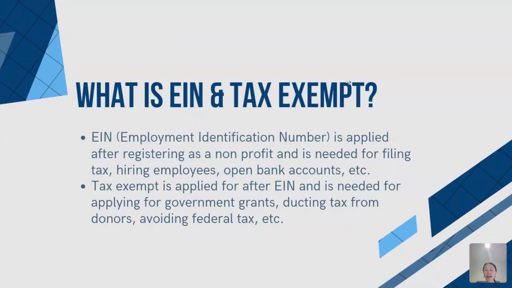Now, what is an EIN and tax-exempt status? EIN stands for Employer Identification Number, and this is applied for after registering as a nonprofit and is needed for filing taxes, hiring employees, opening bank accounts, and so on. Tax-exempt status is applied for after the EIN, and this is needed for applying for government grants, giving donors tax deductions, and avoiding federal tax.